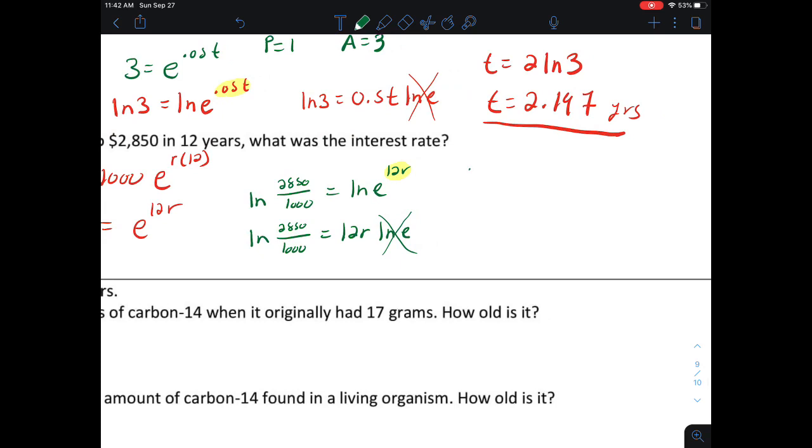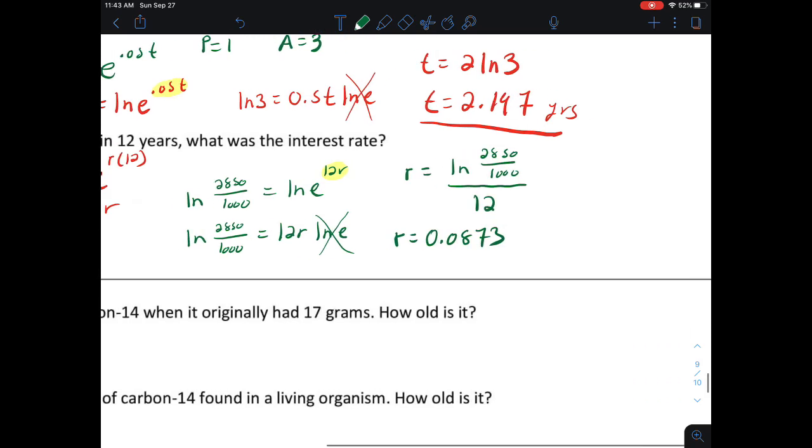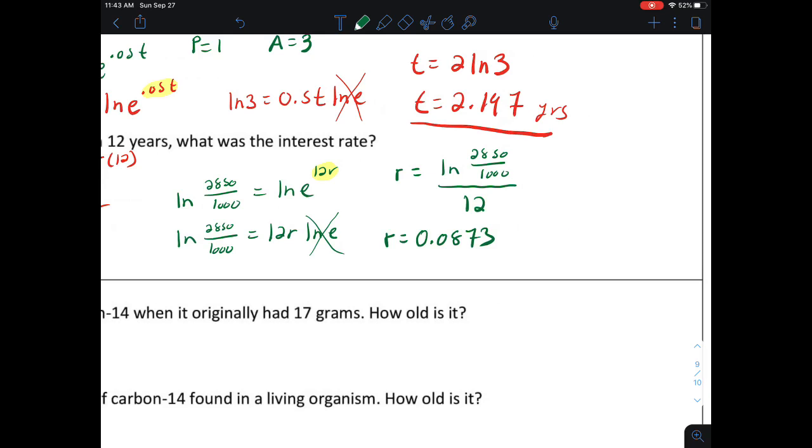So all I would need to do is divide by 12. And so our interest rate here would be whatever the natural log of 2,850 divided by 1,000 is, divided by 12. And we get r to be equal to 0.0873. Now rates are commonly referred to as percentages, so that'd be approximately 8.73%.